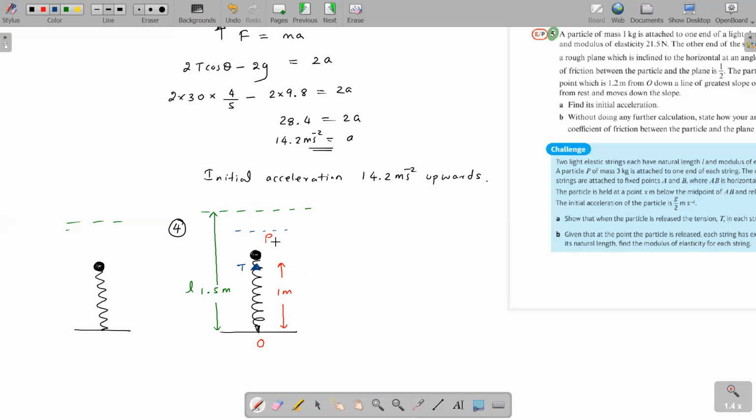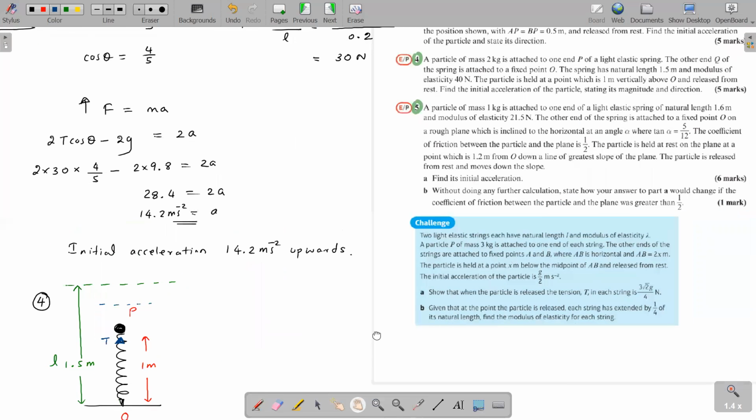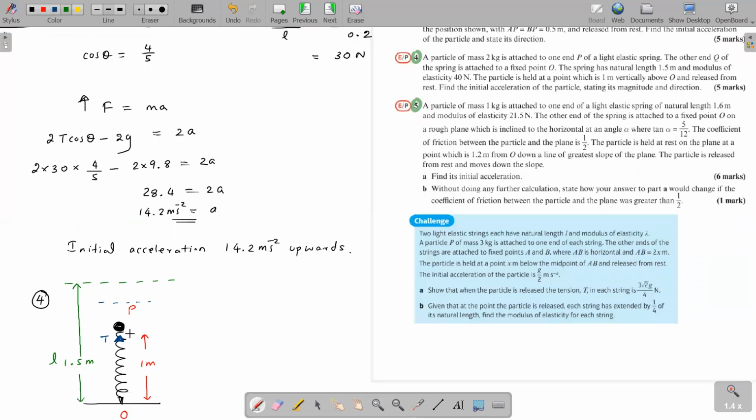We also have the weight of the object, right? So the mass is 2 kg, so weight is 2g. Shall we find the tension? It's possible for us to find the tension here, right? Lambda x over l. So what is the tension? Lambda value, the modulus of elasticity, is 40.